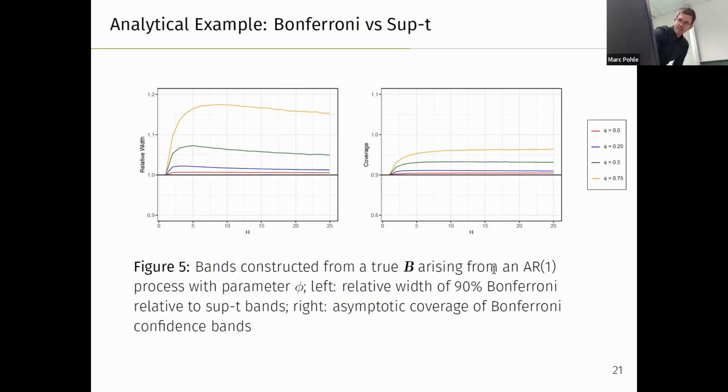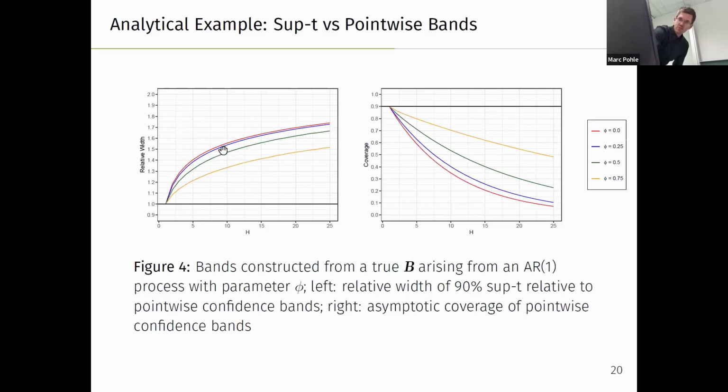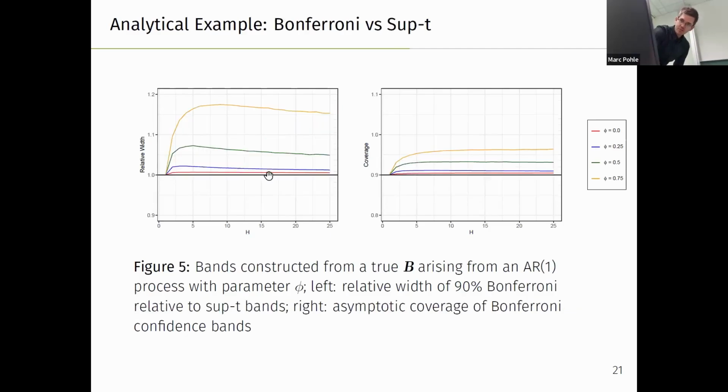Okay, and by the way, the red lines under independence, they also represent the case of the significance bands. So the sup-t versus the simultaneous versus the pointwise bands here, the simultaneous versus the Bonferroni version here that we don't consider. Okay.